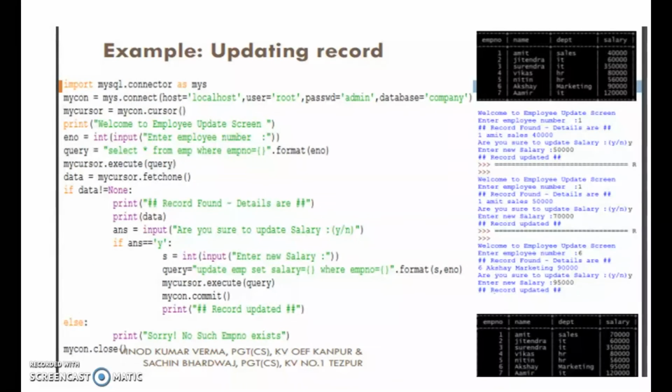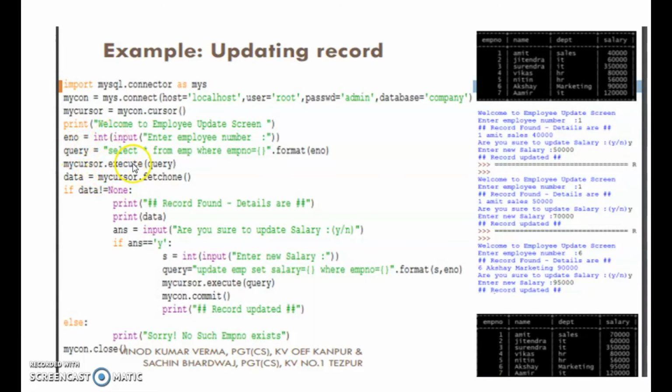See the same instructions: import, then mycon, mycursor. Connection object created, after that cursor object created. Then print welcome to employee update screen, then employee number is read into ENO, then query is equal to. Now we want to read only one variable. Which record you want to update, only that record you need to read from the user. That's why here we have only one variable ENO.